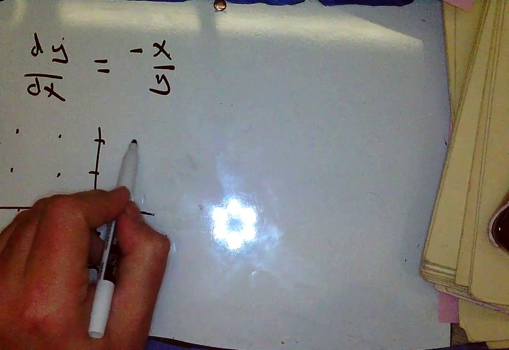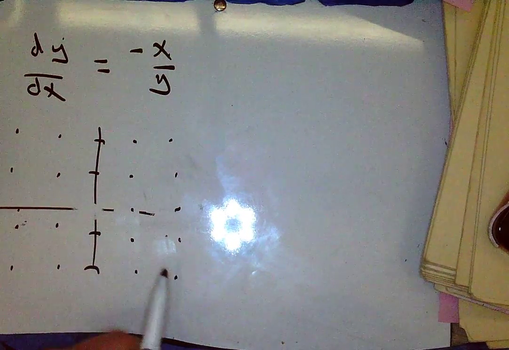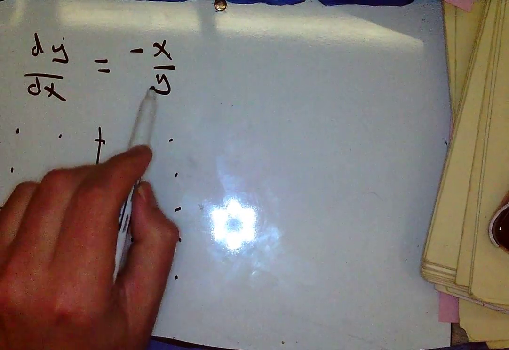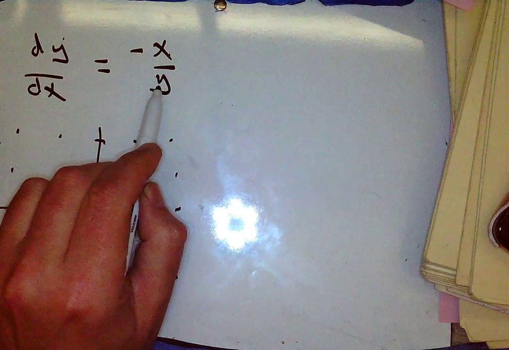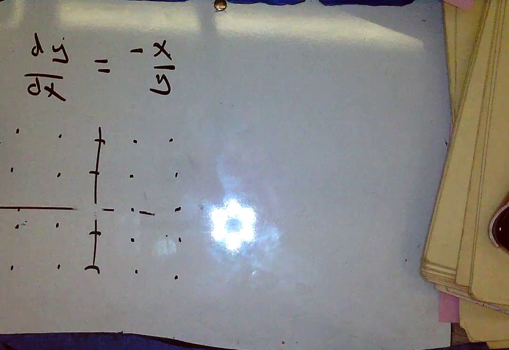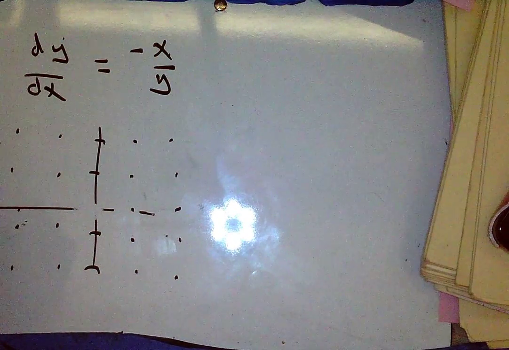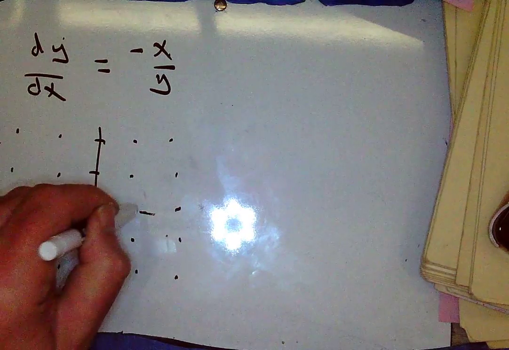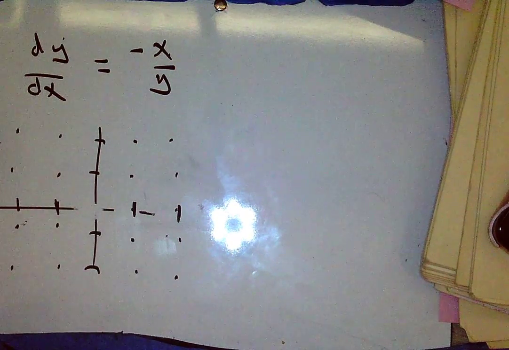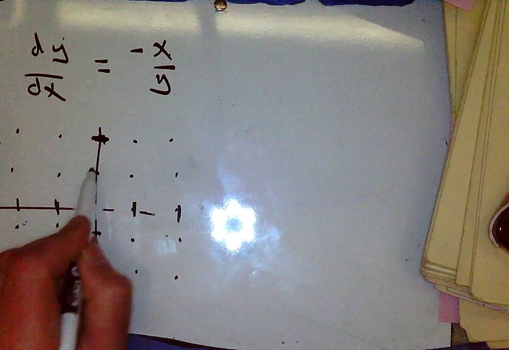So I've got dots. Okay. So whenever y is equal to 0, I have dividing by 0, which is an infinite slope. And that happens here, here, and here. When x is equal to 0, now I'm going to have a horizontal slope.